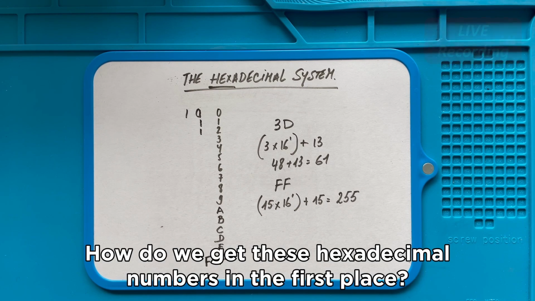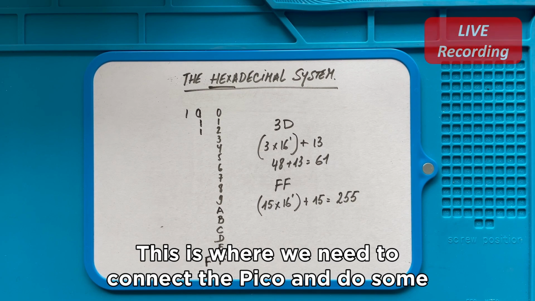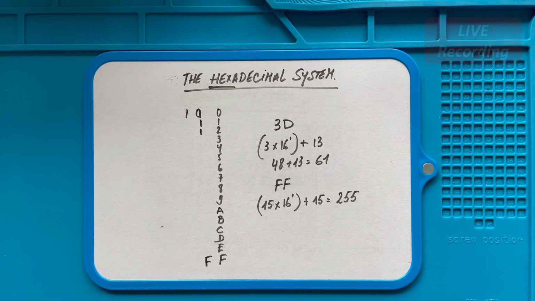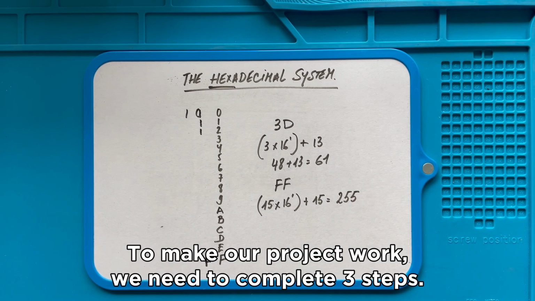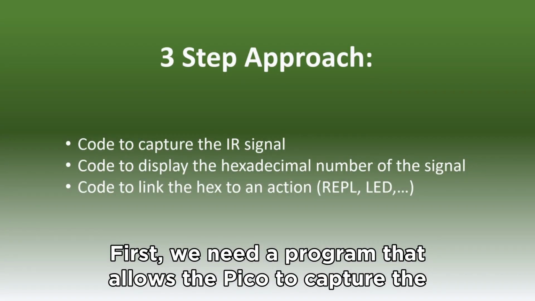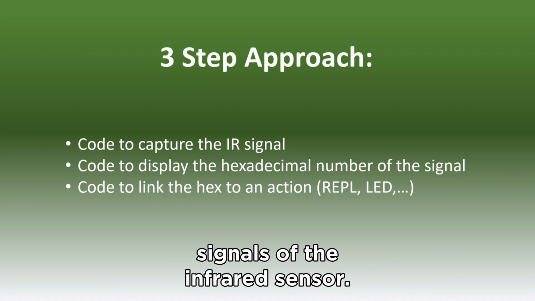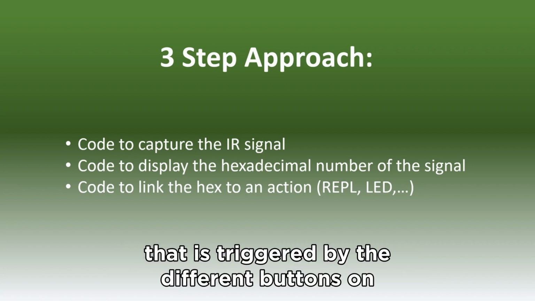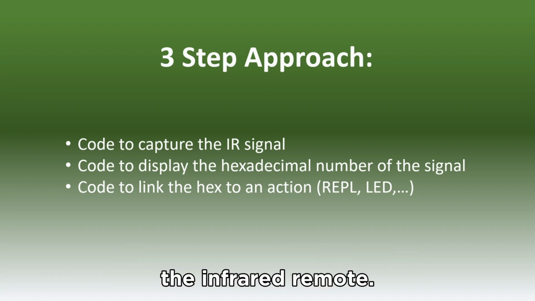But how do we get these hexadecimal numbers in the first place? Well, this is where we need to connect to the Pico and do some live programming in Thonny. To make our project work, we need to complete 3 steps. First, we need a program that allows the Pico to capture the signals of the infrared sensor. Next, we need a program to display the hexadecimal code that is triggered by the different buttons on the infrared remote.